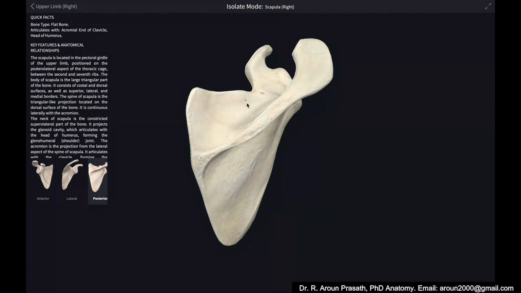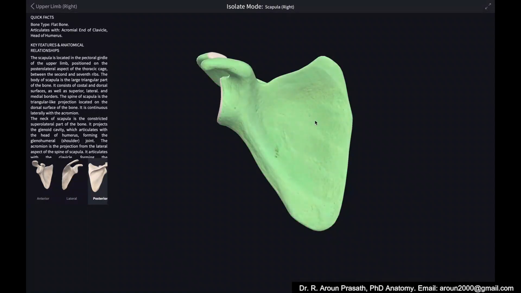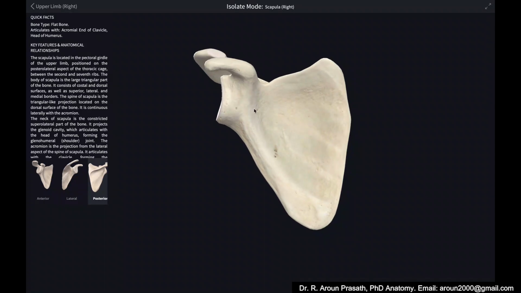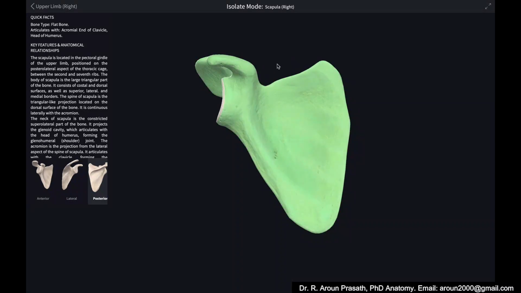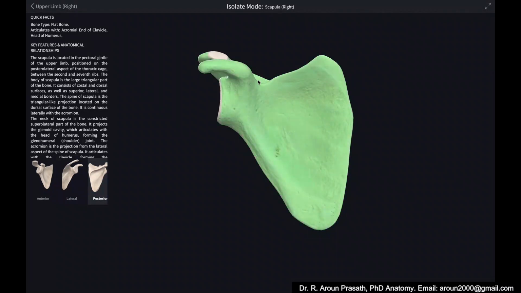Okay, and coming back to the anterior view, there is a small projection. This projection is called the coracoid process. Now in the superior border you can see a pit-like structure.